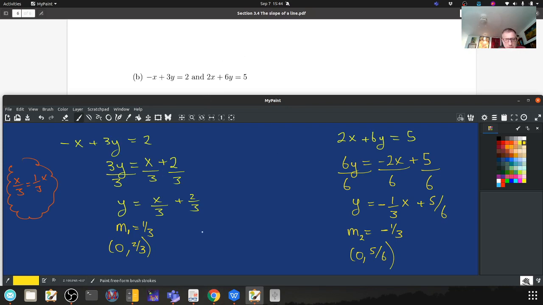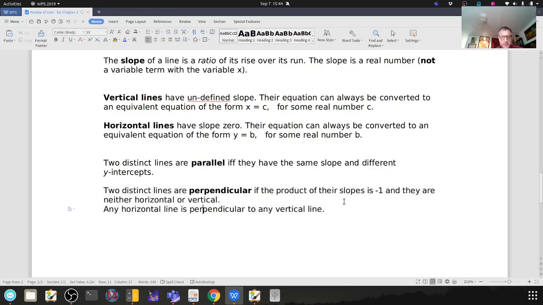And I just realized something. I left out an important part of this. If the product of is minus 1, let me make sure that's right. I left out something there. No, the two non-vertical lines are perpendicular if the product of the, okay, that's fine. I had it right.